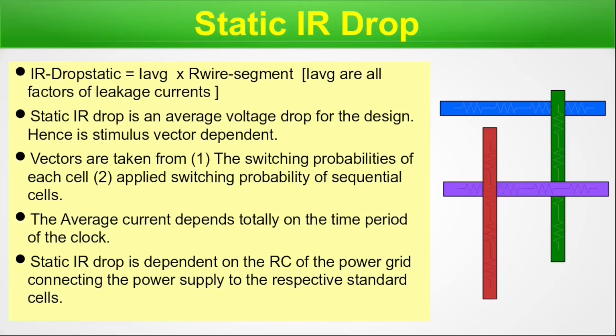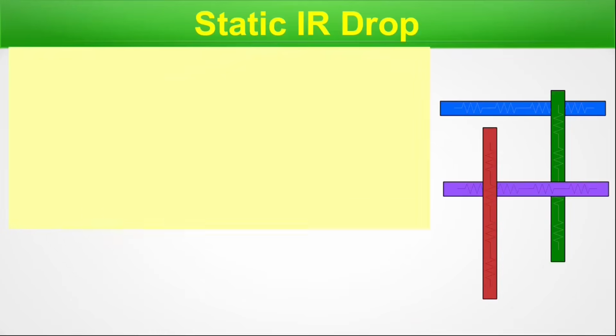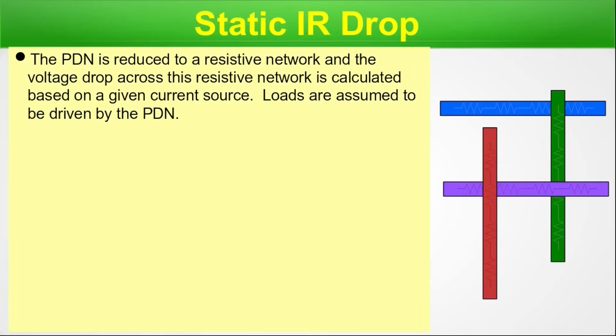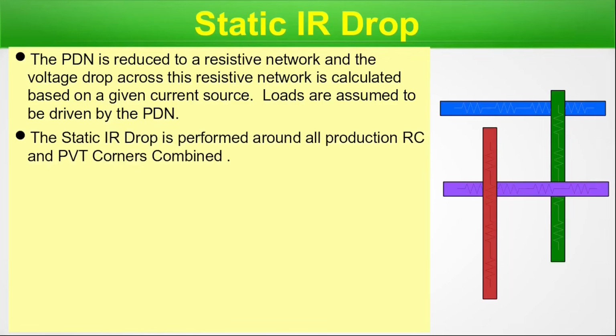On to the next slide for a few further points on static IR-Drop. The PDN is reduced to a resistive network, and the voltage drop across this resistive network is calculated based on a given current source. Loads are assumed to be driven by the PDN. The static IR-Drop is performed across all the production RC and PVT corners combined. I have two separate episodes about the RC corners and the PVT corners in the same VLSI FAQ. You can find them in the FAQ playlist. In case you are not familiar with the RC and PVT corners, please go ahead and watch them to have in-depth knowledge. In VLSI, the static IR-Drop is performed across all the combinations of RC and PVT corners, so that we have full coverage.